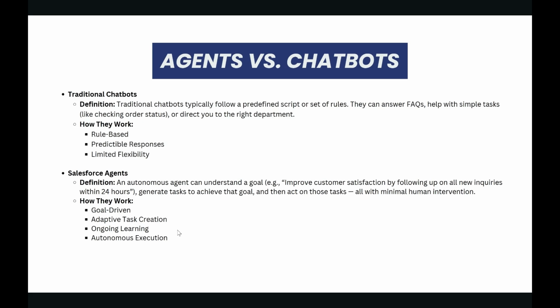And lastly, we have autonomous execution. After creating tasks, Salesforce agents carry them out with minimal human oversight. For example, an agent tasked with following up on new inquiries will independently send reminders, draft responses, or escalate issues to the right person when needed. This autonomy allows businesses to scale customer support efforts without significantly increasing manual workload.